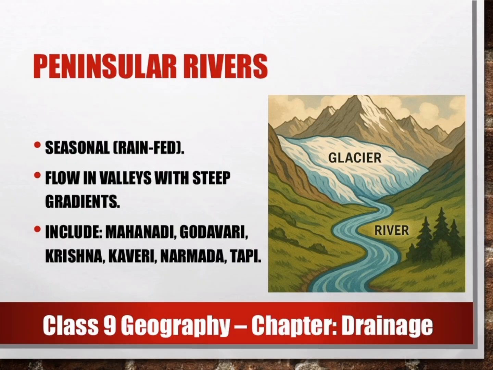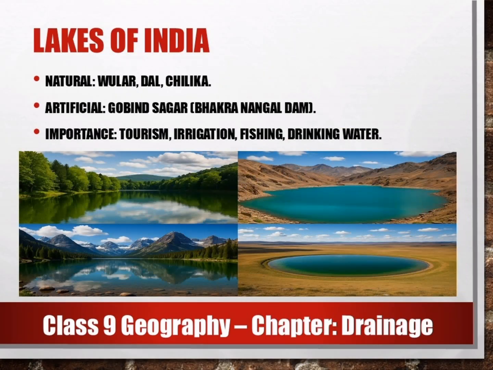Now we are going to look at the lakes of India. Now Indian lakes. Lakes are an important part of the drainage system. They can be natural or man-made. Natural lakes are formed by glaciers, volcanoes, or tectonic movement. Man-made lakes, like dams and reservoirs, create and store water.